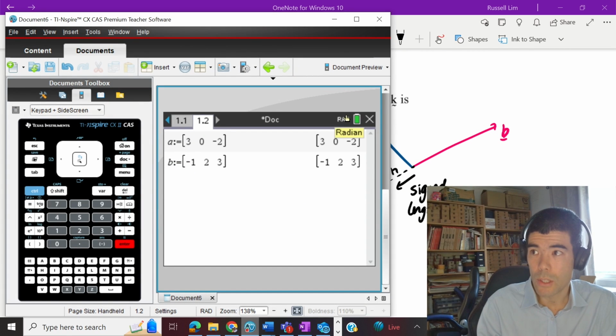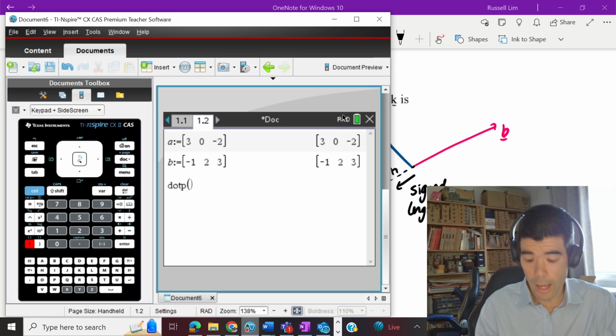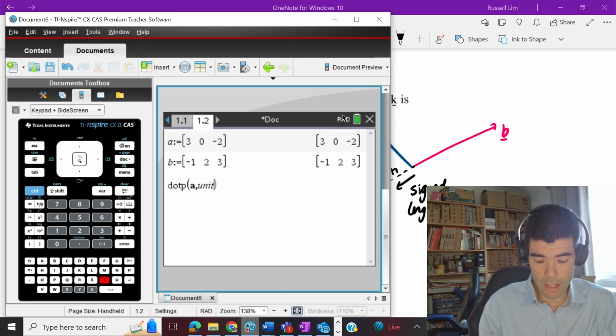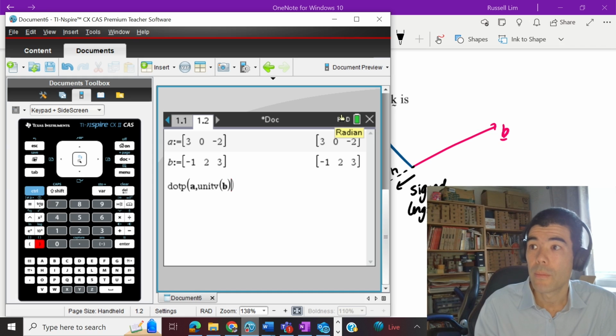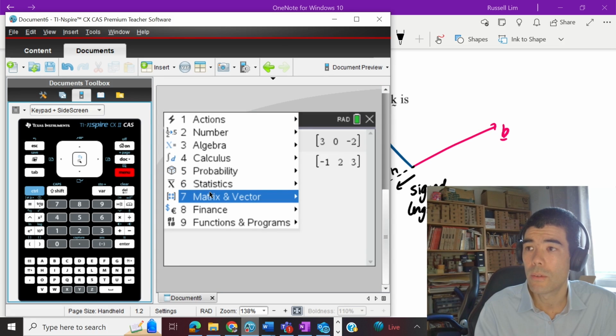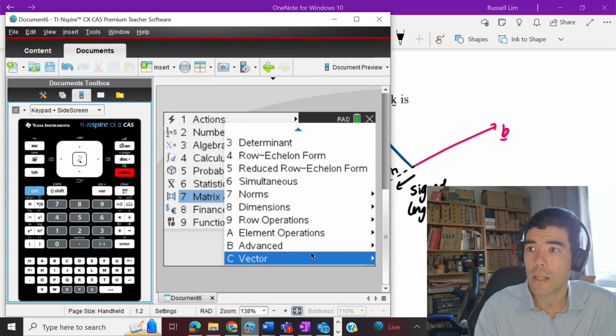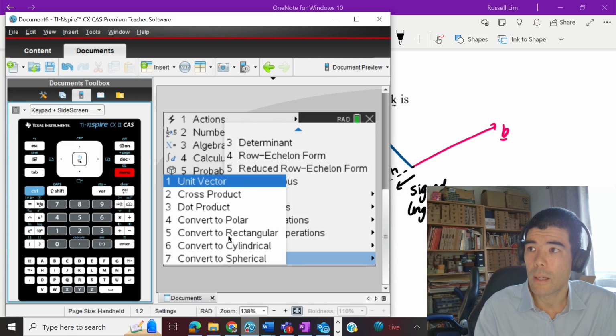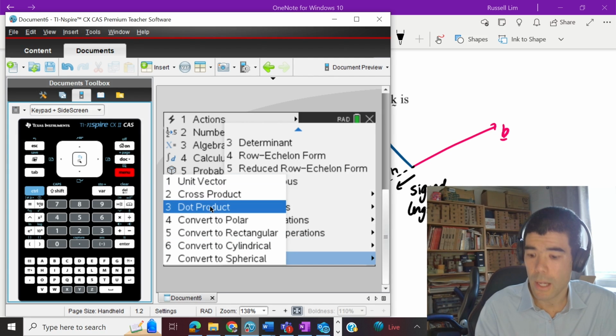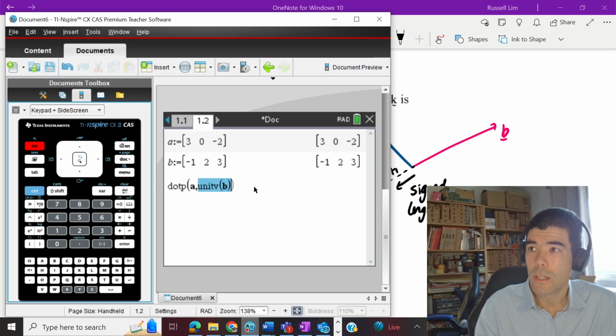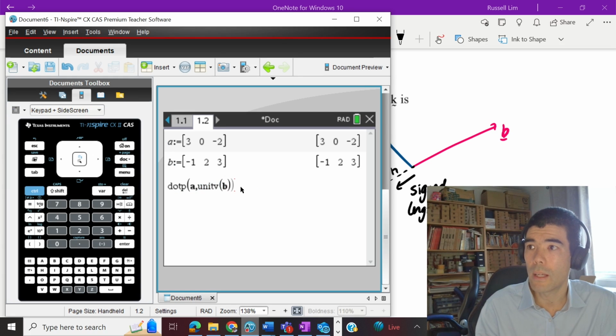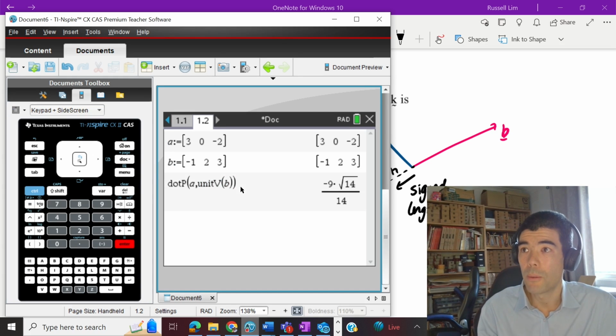Okay, so then we want the dot product of A with the unit vector of B. The dot product and unit vector commands are there under the matrix and vector menu. Scroll down to vector, and there we are, unit vector, dot product. I tend to just type it in, dotP and unitV, and there we go. So those functions can come in quite handy.